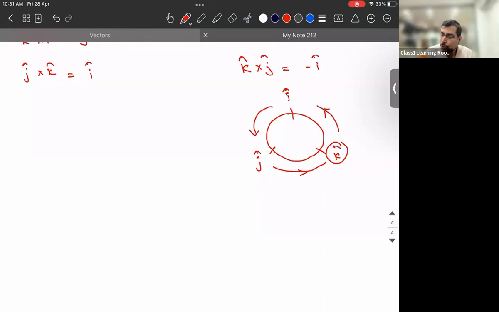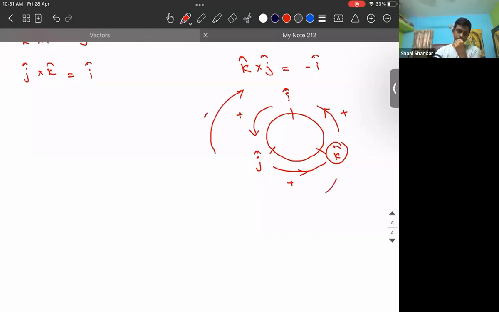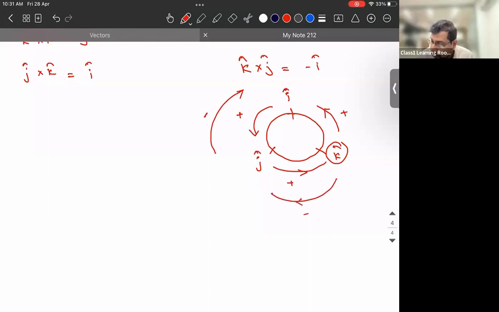Whereas if you do anything in the anti-clockwise direction, it is going to be positive. Whereas when you do J cross I, it is going to be negative. Whenever you do K cross J, it is going to be negative. Whenever you do I cross K, that is also going to be negative. Am I clear with what I mentioned?